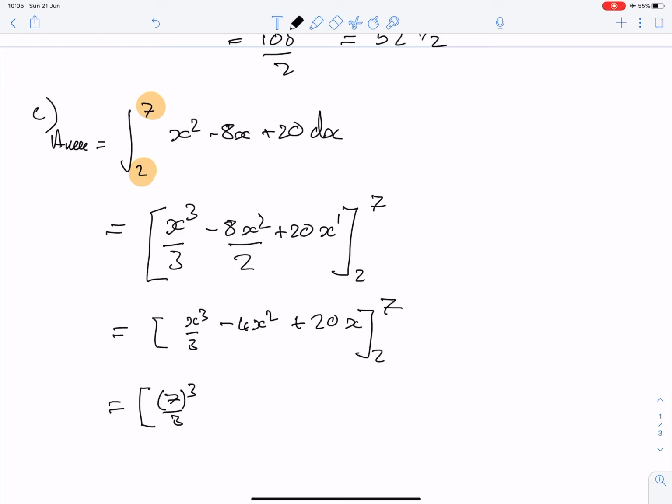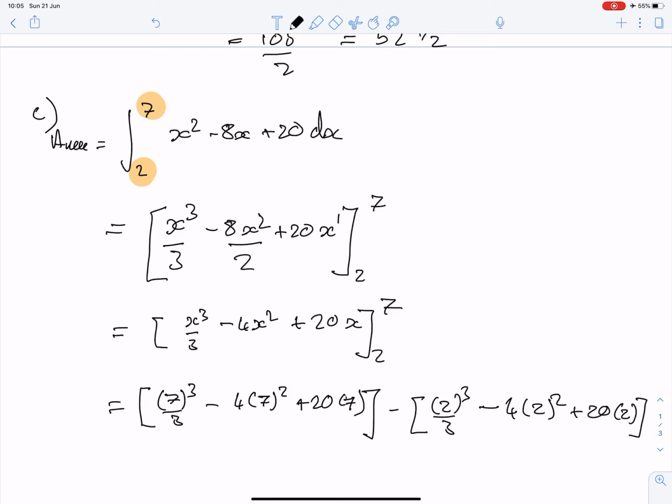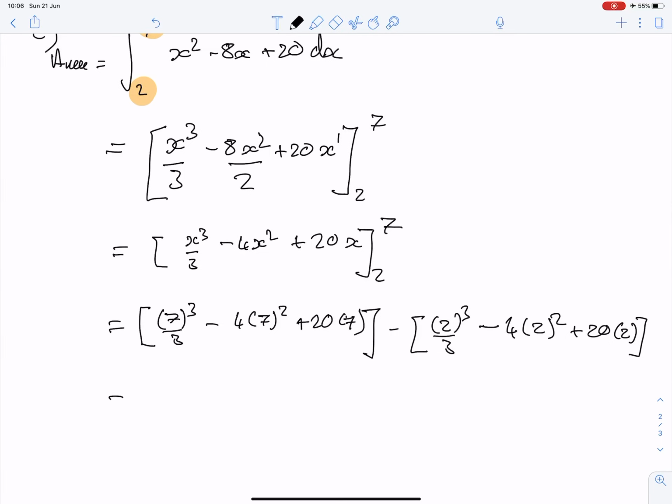So we get 7 cubed over 3 minus 4 lots of 7 squared plus 20 lots of 7, minus 2 cubed over 3 minus 4 lots of 2 squared plus 20 lots of 2. Notice each time I've substituted in the limit, I've put it in a bracket. Now work it out, you can just tap it in a calculator.